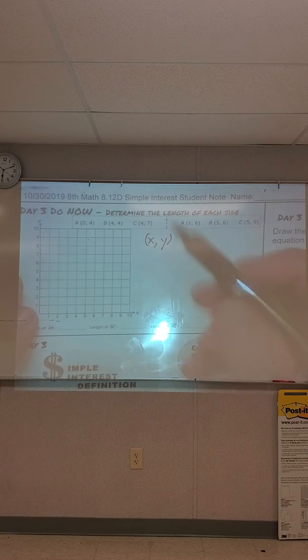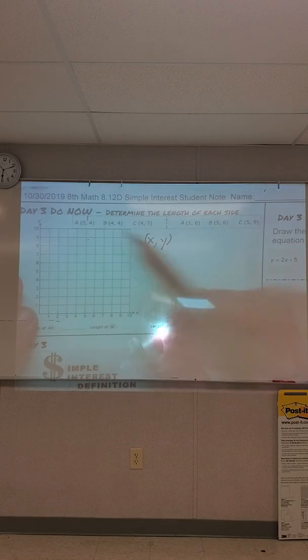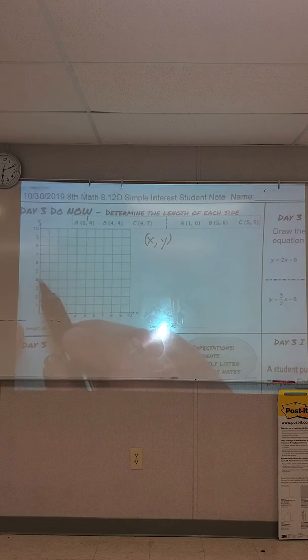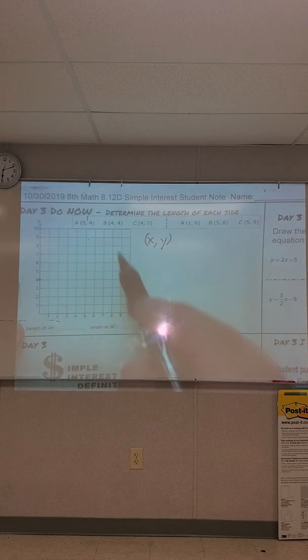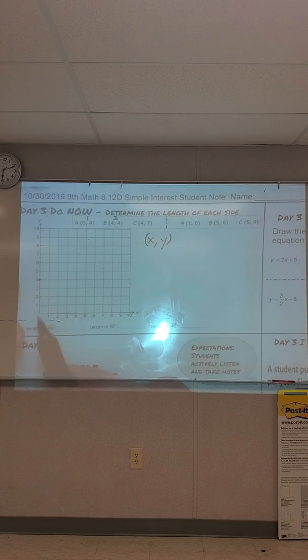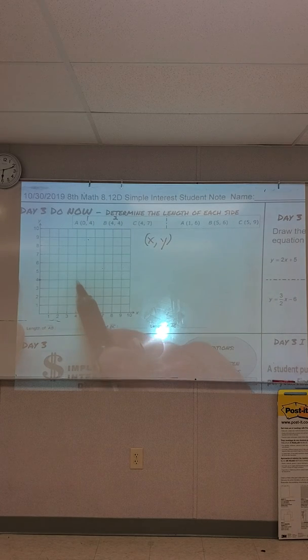So, let's look at our first coordinate. It's 0, comma 4. So we go along the x-axis to 0, which is right here, and then we come up to number 4. Here's our second point, 4, comma 4. So we come across to the 4 for the x, we come up to or across from the 4 on the y. So there's corner 1, there's corner 2.